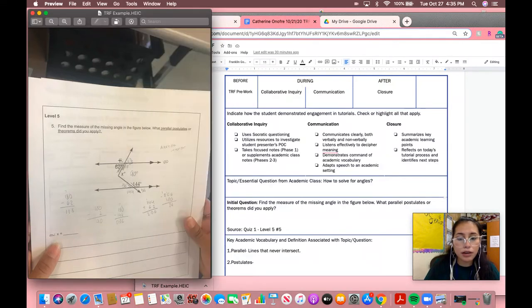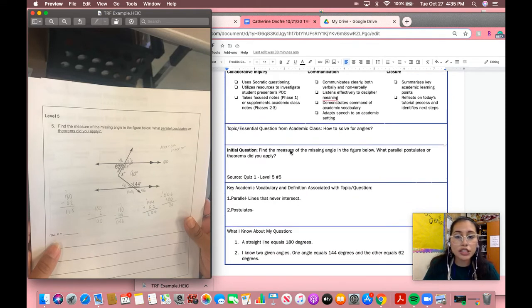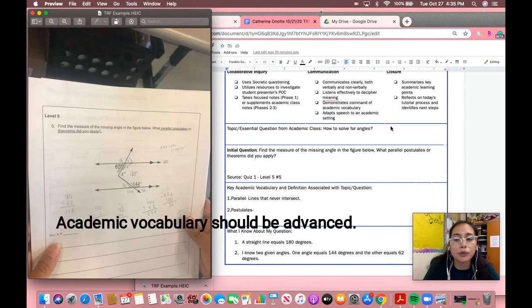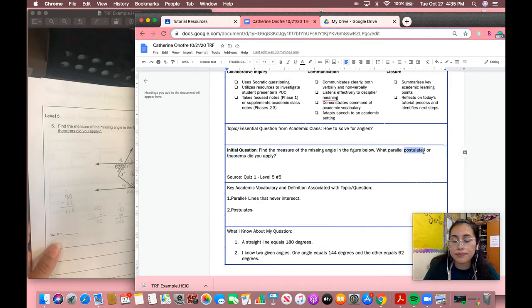So now that we've figured out what our initial question is, we need to figure out the vocabulary. So based on the question we just wrote, or we copy and pasted, what words could we use as academic vocabulary? Well, we have parallel and we have postulates. Maybe you want to use theorems, angle, those would all work. It should just not be add, subtract, measure. It shouldn't be basic stuff. You should use academic vocabulary.